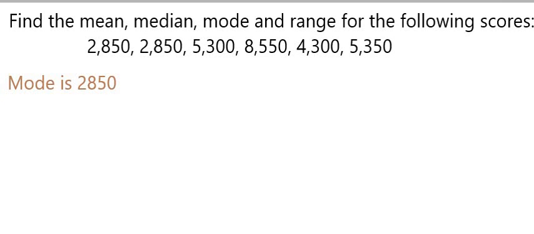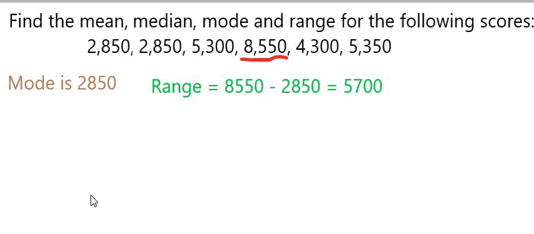The range is the difference between the highest number and the lowest number. So the range then we found by doing 8550 minus 2850. So the range is 5700.